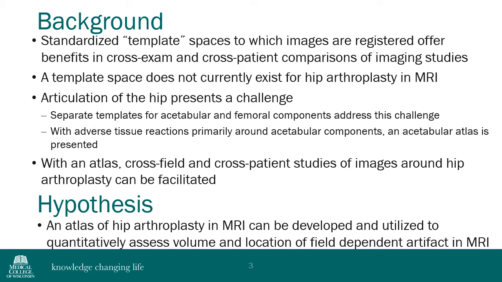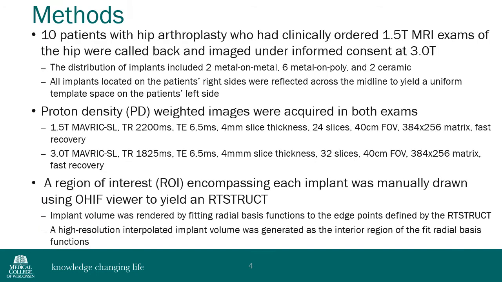In a proof of concept, we hypothesize that there are increased artifacts at 3T versus 1.5T in metal-on-metal implants compared to metal-on-poly or ceramic implants. In this study, 10 patients with hip arthroplasty received clinical MRI exams with MAVRIC at 1.5T and were called back for a matched exam at 3T. This included 2 patients with metal-on-metal, 2 patients with ceramic, and 6 patients with metal-on-poly implants.